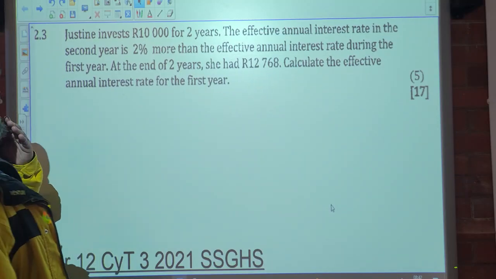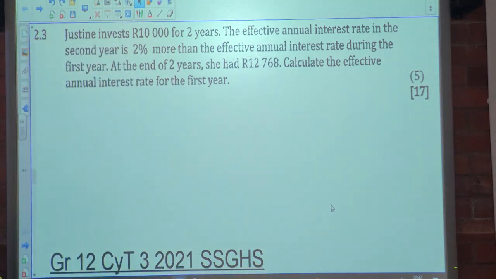We are told that Justin invests 10,000 rand for 2 years. The effective annual interest rate in the second year is 2% more than the effective annual interest rate during the first year. At the end of the second year, she had 12,768 rand. Calculate the effective annual interest rate for the first year. The effective annual interest rate, so that's a yearly interest rate, okay? In the second year, it's 2% more than.